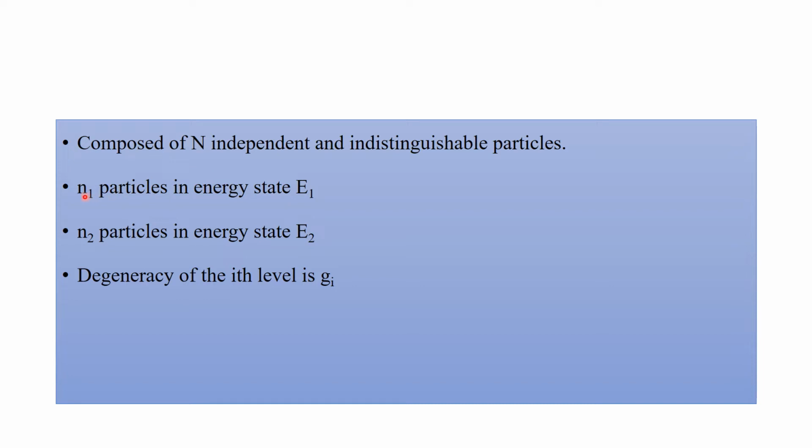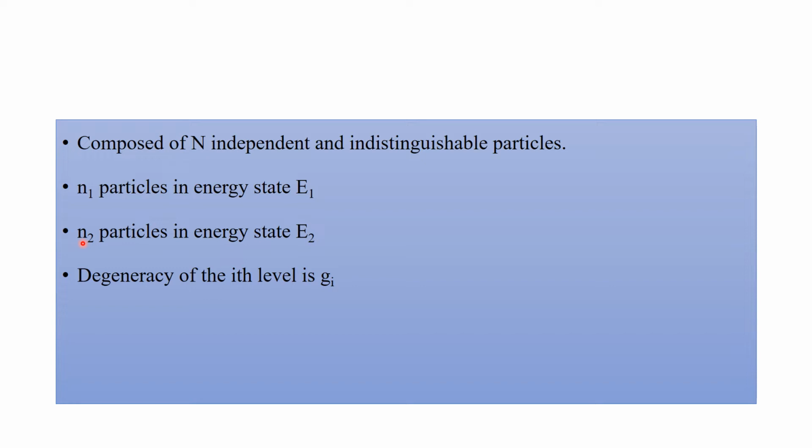Let there be n1 particles in energy state E1, n2 particles in energy state E2, etc., ni particles in energy state Ei. If the degeneracy of the ith level is Gi, the total number of distributions, that is eigenstates for ni particles, is equal to the number of ways in which these ni particles can be distributed among the Gi states.